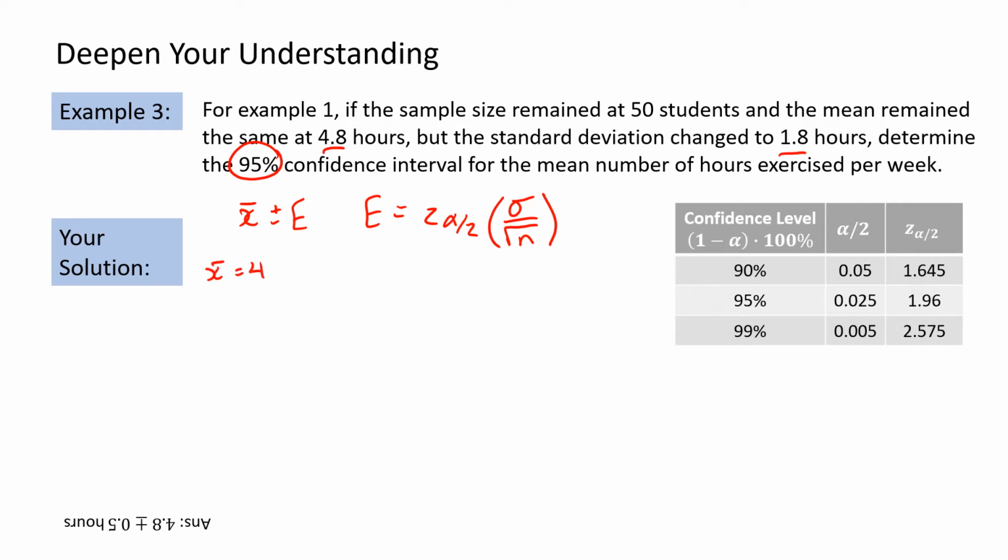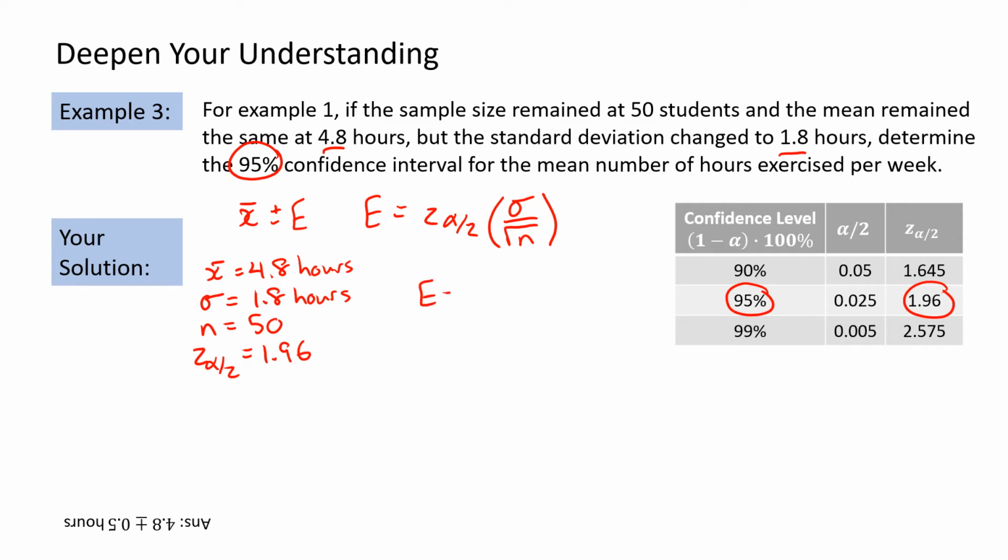X bar in this case is 4.8 hours still, but our standard deviation has changed. Remember, it was 3.6 hours previously, and now it's 1.8 hours. Our number of samples is just like our first example, 50. And our z-score, again, we're doing a 95% confidence level. So going to our table, our z-score is equal to 1.96.